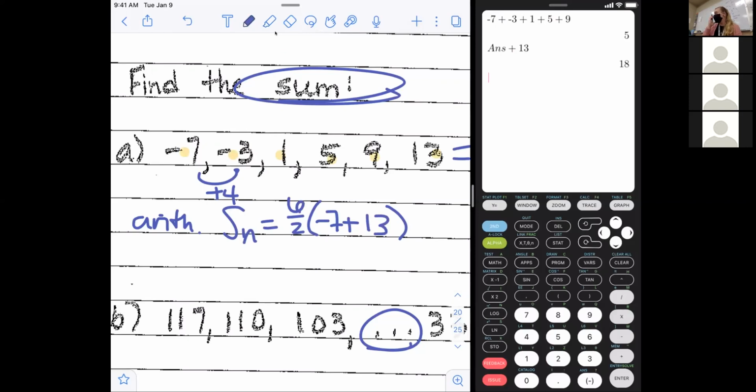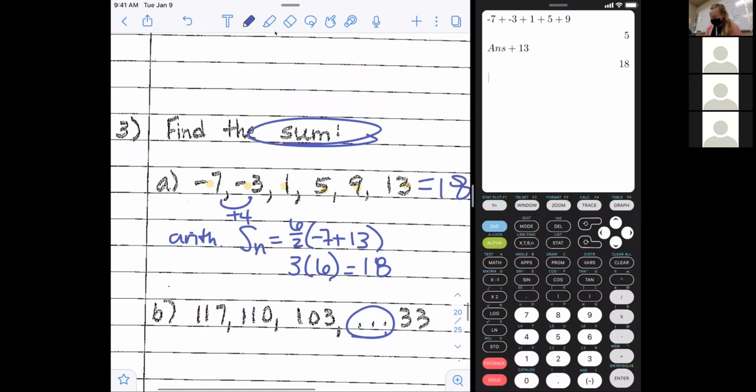So I'm going to do 6 divided by 2 times -7 plus 13. 6 divided by 2 is 3. -7 plus 13 is 6. 3 times 6 is 18. And that is proving that's the same number I got when I just simply added them all up. I'm just proving that this works.